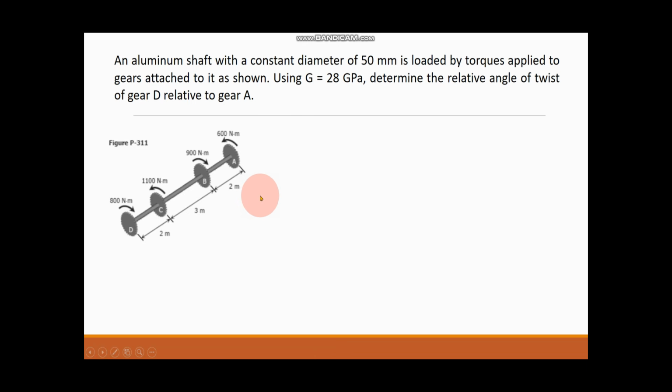Next problem. An aluminum shaft with a constant diameter of 50 mm is loaded by torques applied to gears attached to it as shown. Using shear modulus of 28 gigapascal, determine the relative angle of twist of gear D relative to gear A.